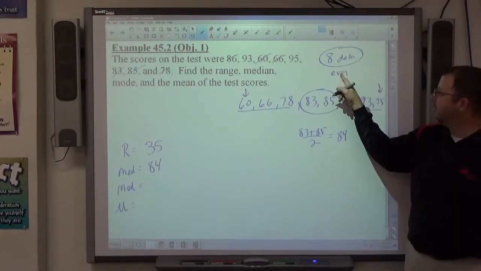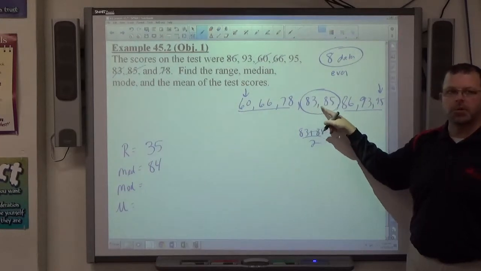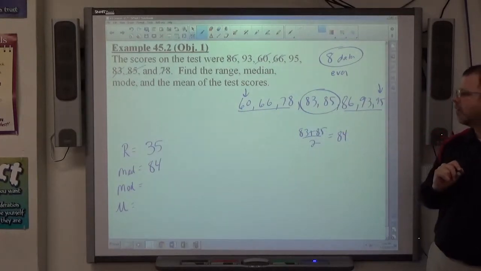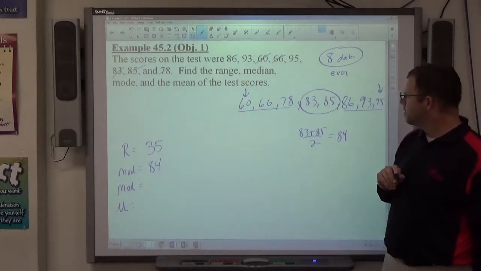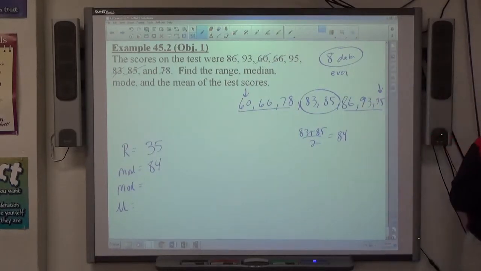So in the case of an even number of data, find the 2 middle numbers and average the 2 middle numbers. Add them up, divide by 2. But if it's the same number, then it's just that number. So if it's 85, 85, average those, you get 85. So yeah, that happens sometimes.